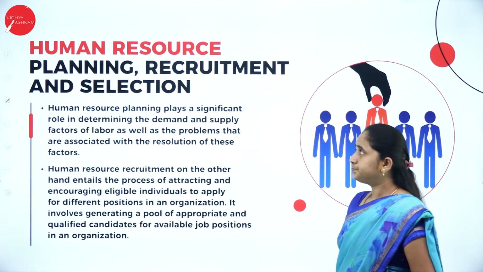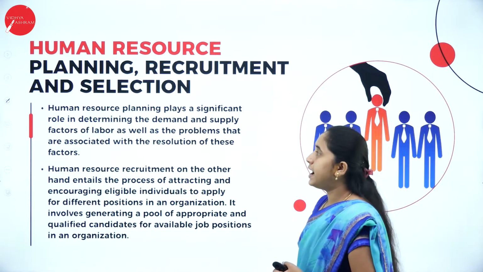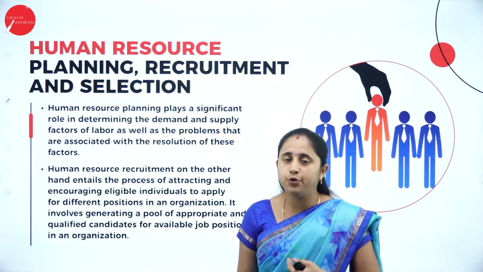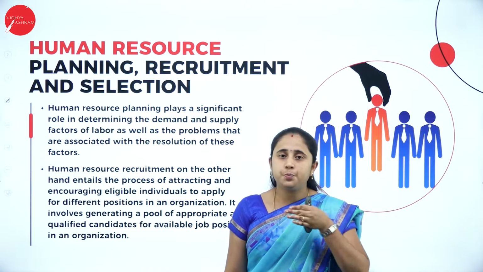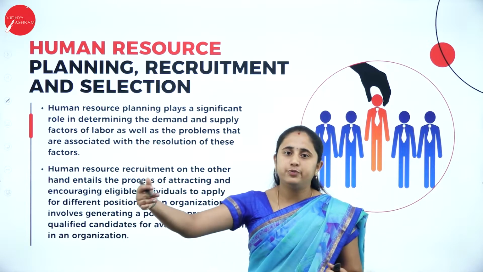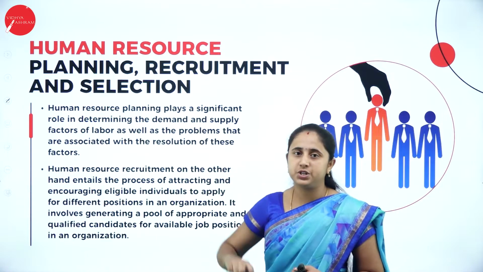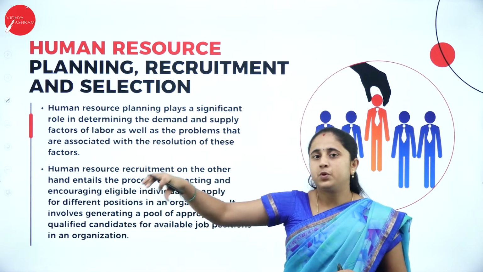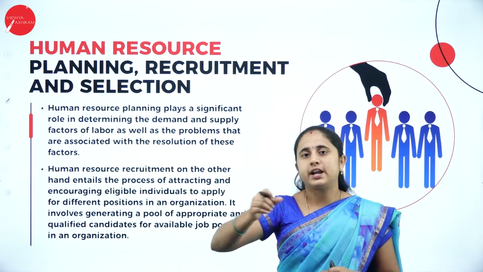Moving further, unit 2 is human resource planning, recruitment and selection. Before we take any action, we need to plan. It is a bridge between where we are and where we want to be: our future goal or final objective, and where we are now. So it guides us to the right path.